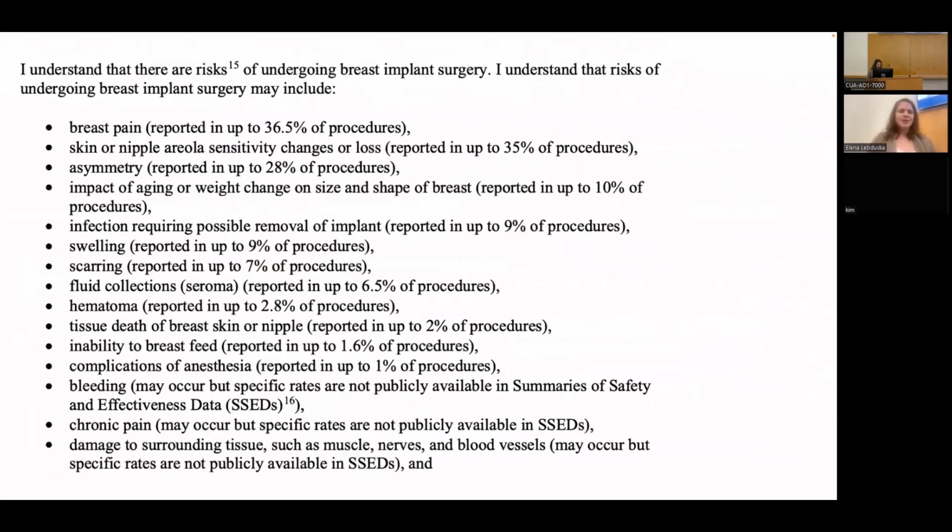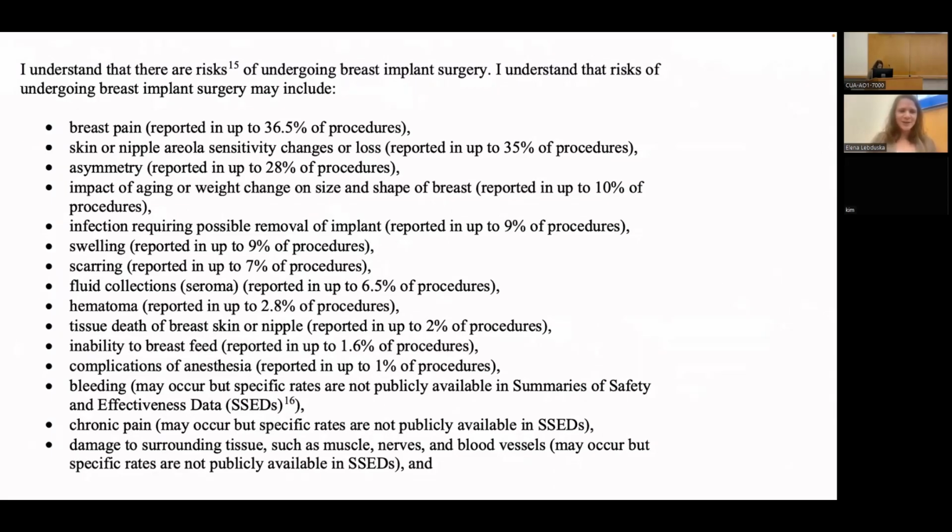So pain, about 36% of patients. Skin or nipple areola sensitivity changes is also about a third of patients will lose sensitivity in their nipples, which is a concern. Asymmetry is fairly common. Impact of aging or weight change on size. Infection, swelling, scarring, hematoma, tissue death, or skin necrosis are all very common. And if you look down here, chronic pain, also possible as well.